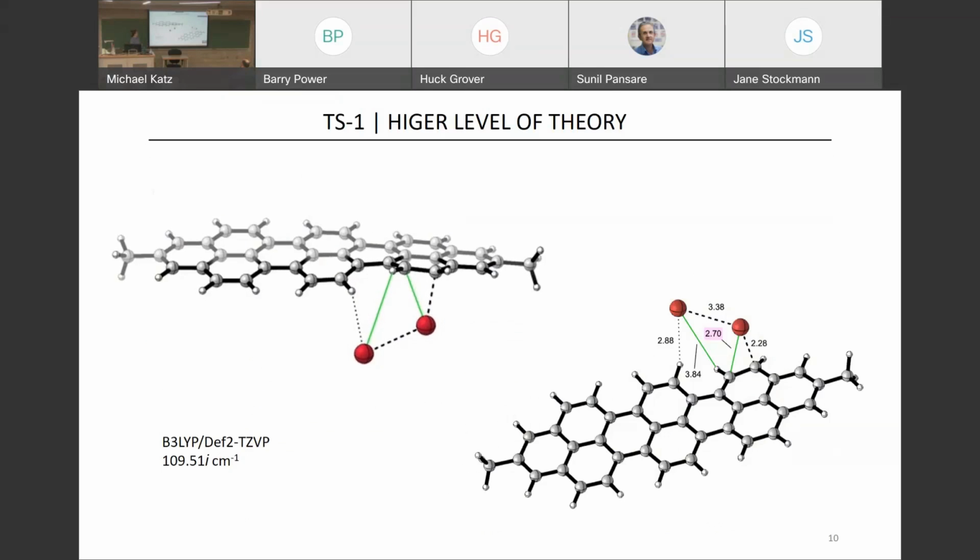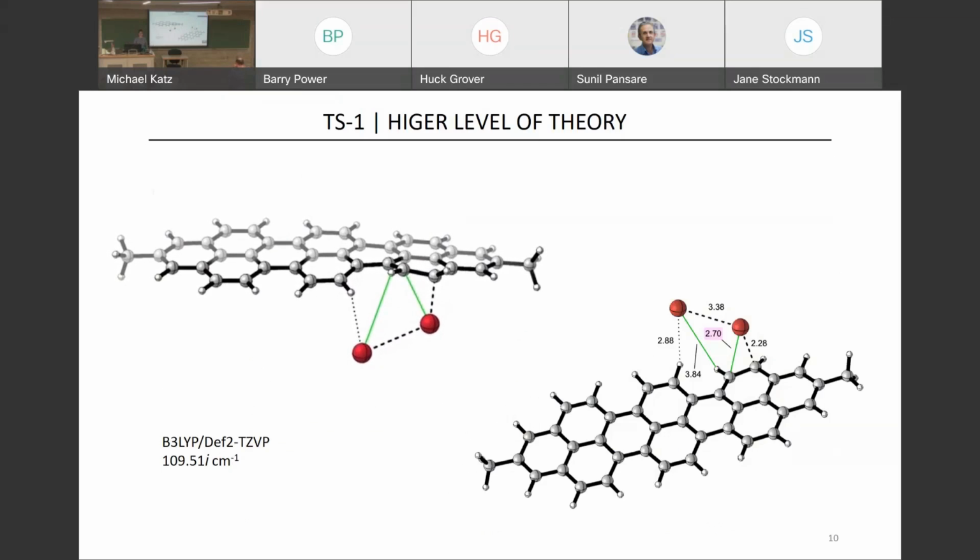So moving on, higher levels of theory. The structure was obtained with higher levels of theory, gradually 6-31G, which we already talked about, cc-pVDZ, and finally def2-TZVP, which is a very reliable basis set to study those types of systems. And this is the transition state that we've obtained for the bromination of the planar model compound.